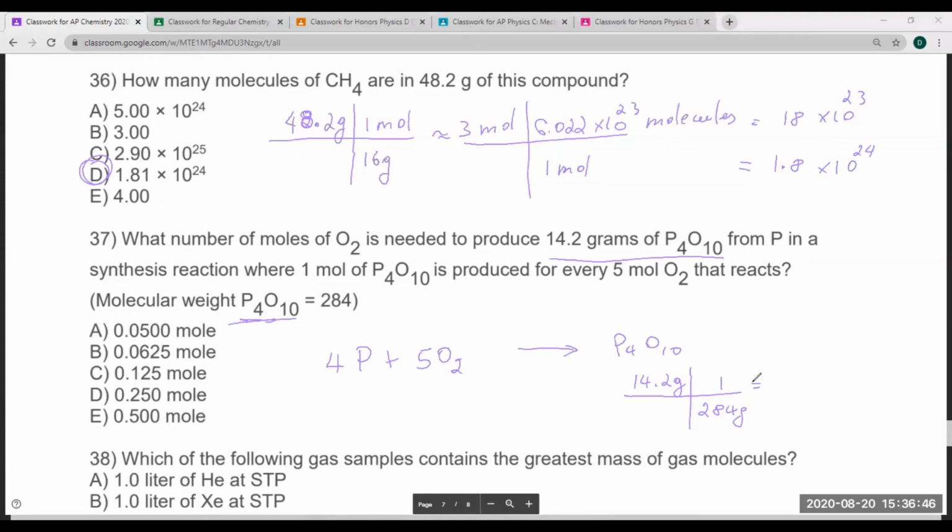So this is about 0.05 moles. If we are producing 0.05 moles, how much of this will we need? Well, if we are producing 1, we need 4. So to move from here to here, we have to multiply by 4. So here we do the same thing. We multiply by 4, which gives us 0.25 moles. So that's your answer.